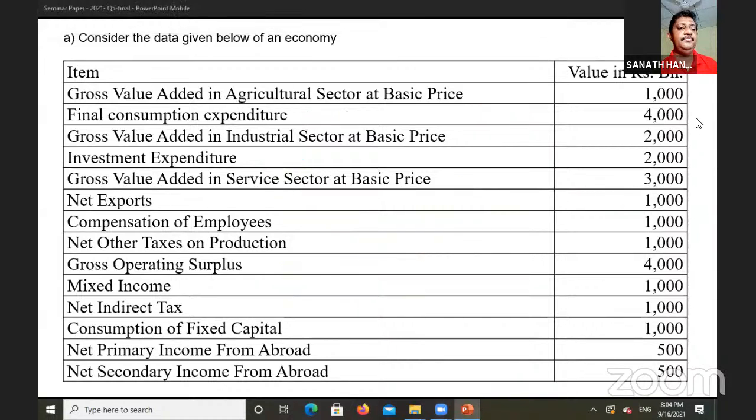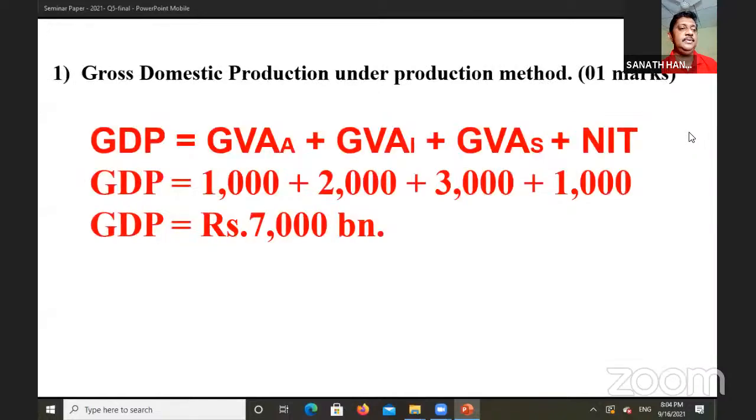First one, question 1, GDP under production method. You add GVA agriculture, GVA industry, GVA service plus NIT. GDP value is 7,000 billion. Right. Write down answer for part 1.